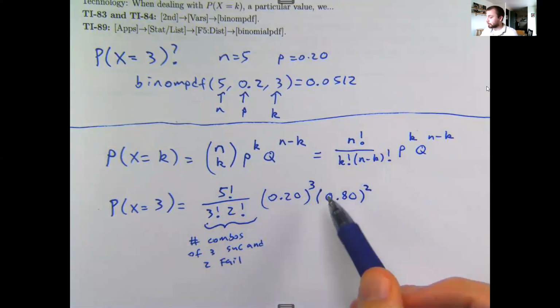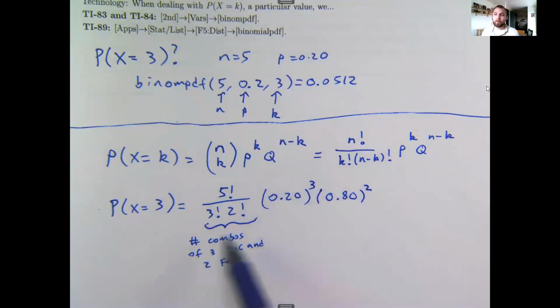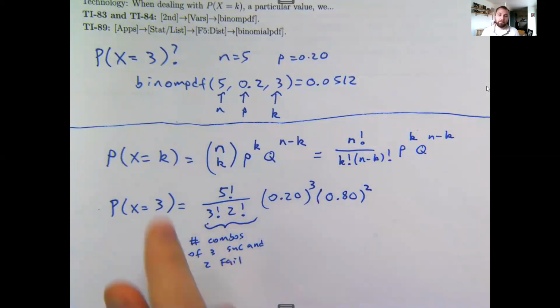I'm multiplying 3 successes, 2 failures, and I'm accounting for the total number of combinations, because I could have something like 3 successes as the first 3 trials and then 2 failures. Maybe my 3 successes are the last 3, or maybe my 3 successes are spread throughout the 5 options. So this counts everything that can happen.